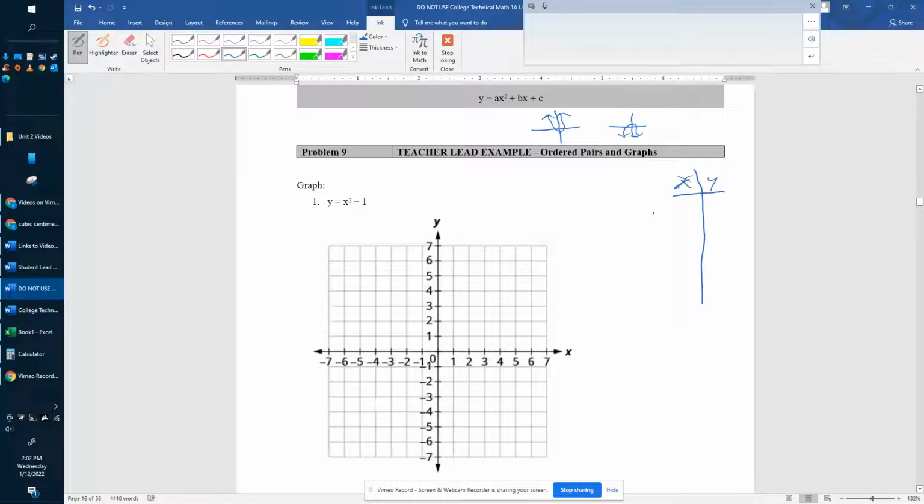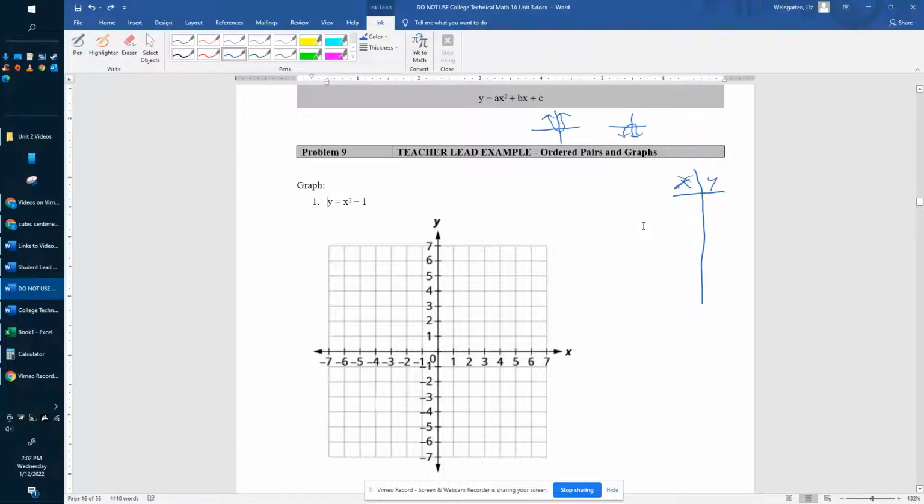I'm going to have 2 negative points. I'll try -4. Oh, -4 is going to be too big. Let's look at this. We only have up until 7. If we have 4 squared, it's going to be 16. So let's do this. Let's do -2, -1, 0, 1, and 2. Let's just start there and see how it goes.